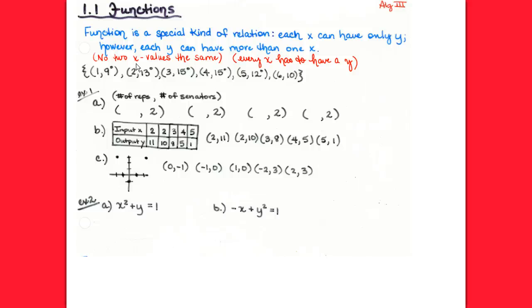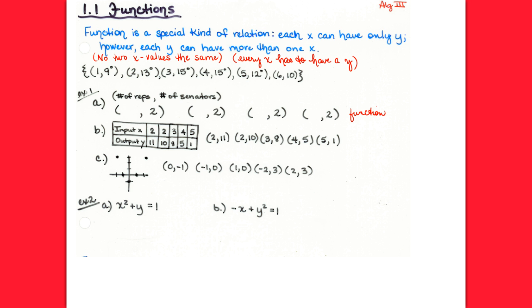It says the input value X is the number of representatives from a state, and the output value Y is the number of senators. Does that represent a function or not? Okay, well, let's see. Is every X going to have a Y? Is every state going to have representatives and senators? Yes, so that one's good. No two X values the same. If you go back to your government class, you'll remember that the number of representatives depends on the size of the state. So it varies from state to state, whereas the number of senators stays the same. So yes, that is going to represent a function because no two X values are the same and every X has a Y. It doesn't matter that I have two Y values the same. That's not a problem.